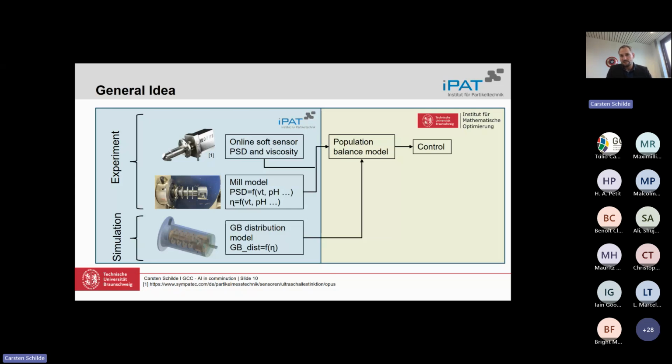And then we feed this information into a population balance model. Our goal of this project is not to have a real-time process control on one particle size, but on the whole particle size distribution. That means we want to control on the population balance model. That's our goal, and now I will show you step by step how we reach this goal, and then I have a longer outlook on what's coming up.